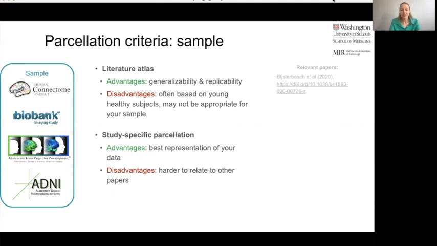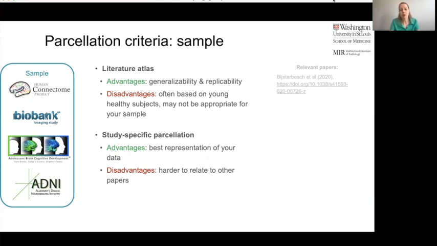However, the disadvantages to be aware of are that these atlases that are available in the literature are typically based on young, healthy subjects. And so if you're studying children or older people or patients with a particular disorder, then you might want to think about whether the parcellation that you're using is really appropriate and likely to be a good match to the population that you're interested in.